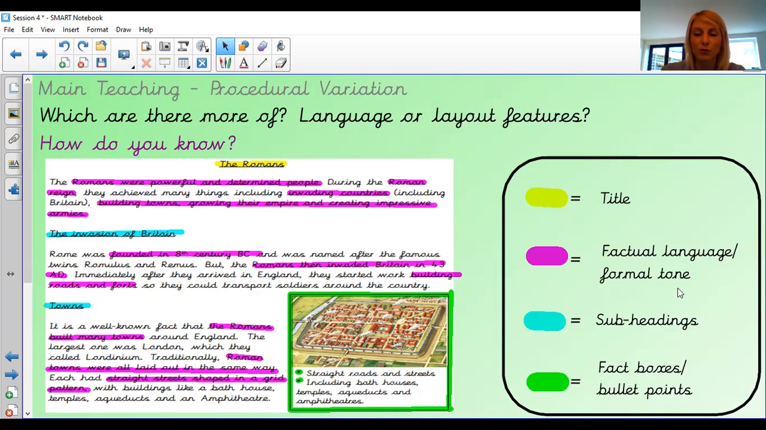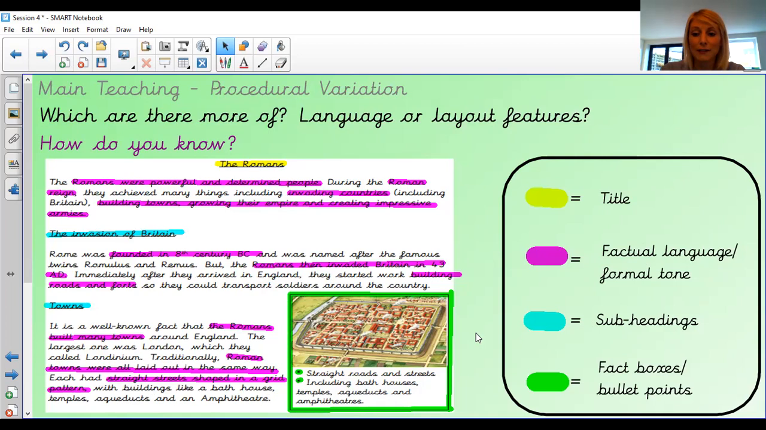Okay, so thinking about the sort of language we use in reports and the formal tone. Then the blue, it was just these 2 headings in blue, wasn't it? And we call those subheadings because they're within the text, but they go before paragraphs. And those paragraphs that follow them are obviously about that subheading, okay? So we would expect to read information here about the invasion of Britain, and here we'd expect to read information about the town. So the subheadings are really helping the reader to know which parts of the text tell us about which different topics.